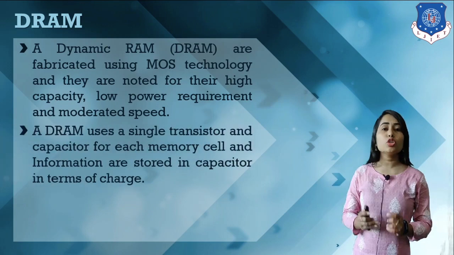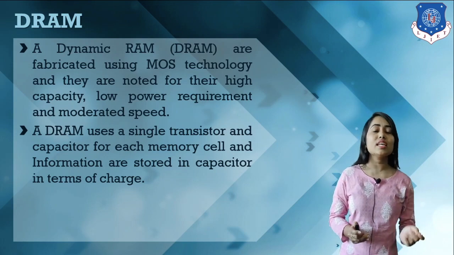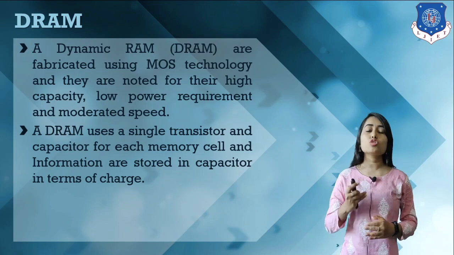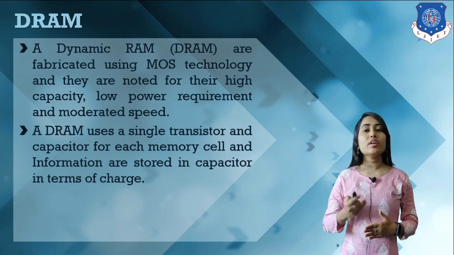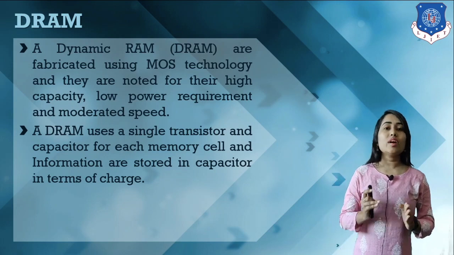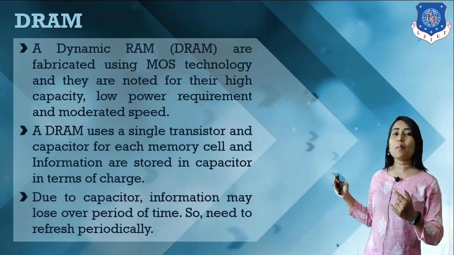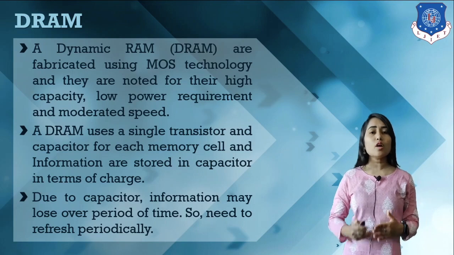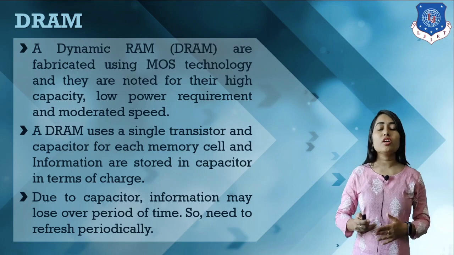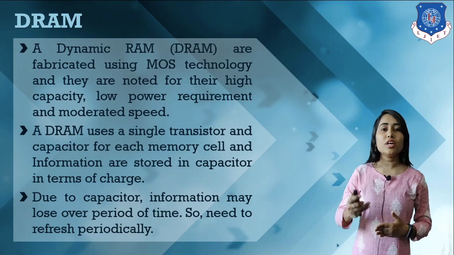This DRAM uses a single transistor and capacitor to store our information. So in a DRAM, our data is stored in a capacitor in terms of charge. Due to this capacitor, our data may be lost over a period of time. So there is a need for refreshing the capacitor at a particular instant of time.